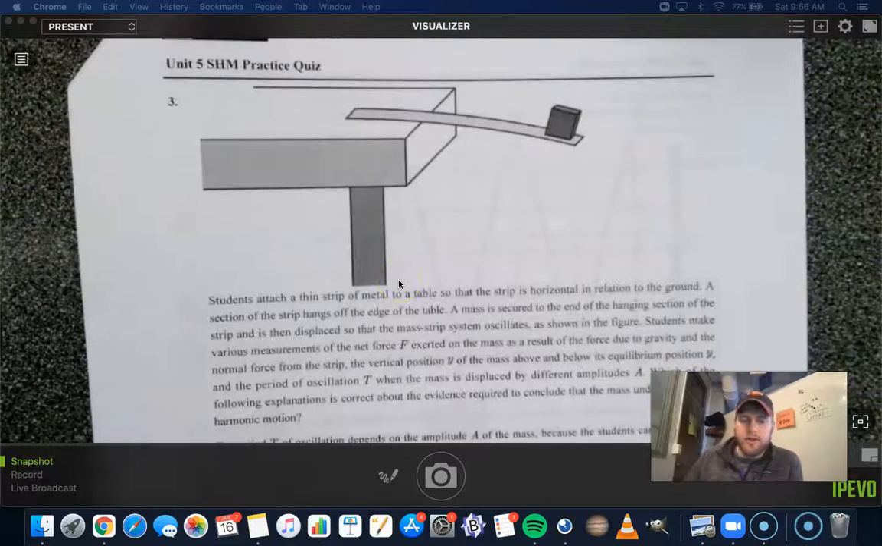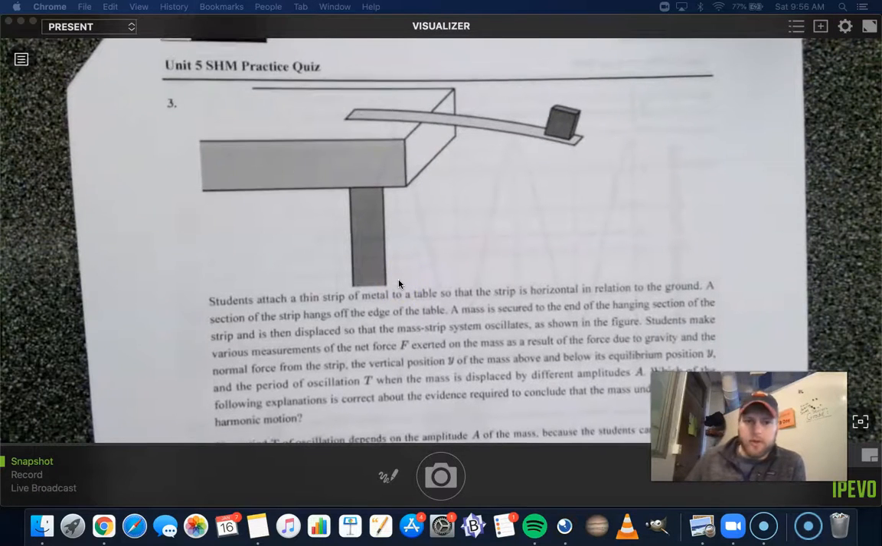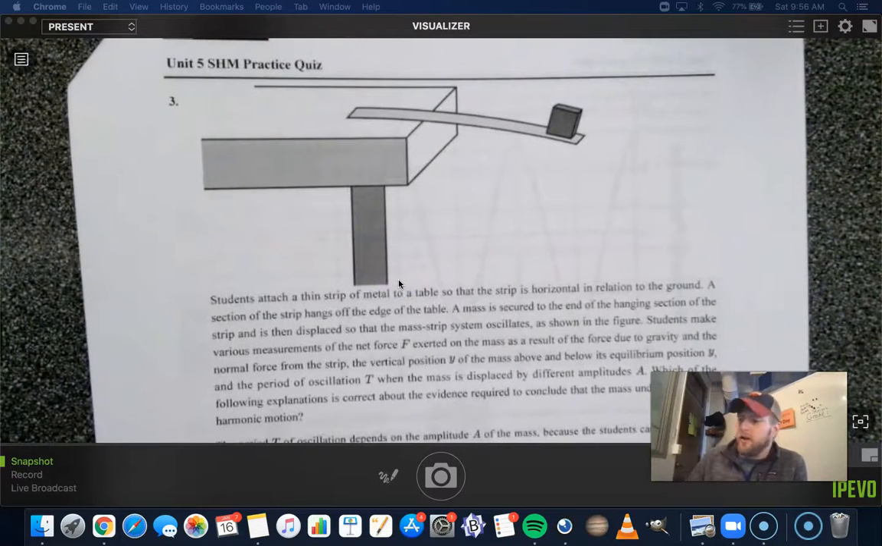Right, on to question number 3 for the practice quiz. So this one's a little weird. You notice right away that it's neither a pendulum nor a spring. This is just a generic question about simple harmonic motion.